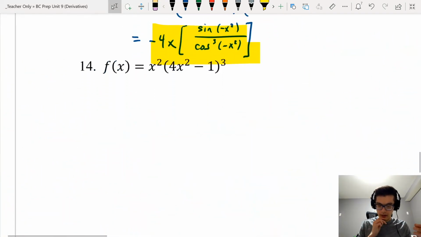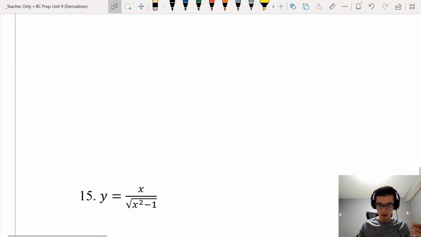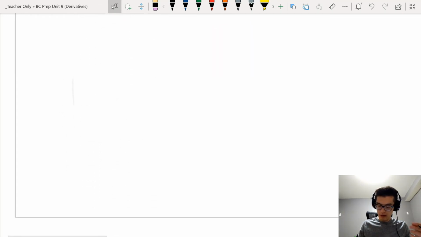Let's pick another one here. This one kind of looks like the one we just did, but just an easier version of it. So we're going to just bypass that. Let's try 15. Why not?